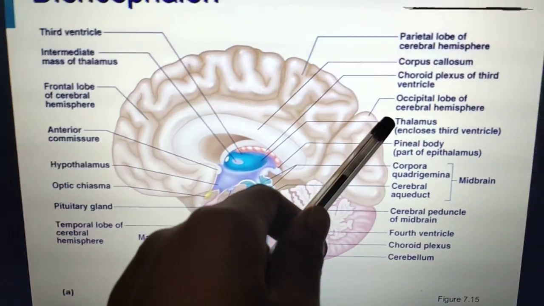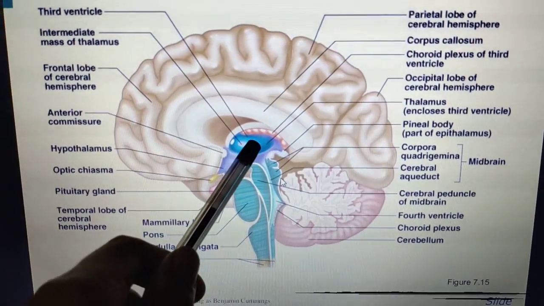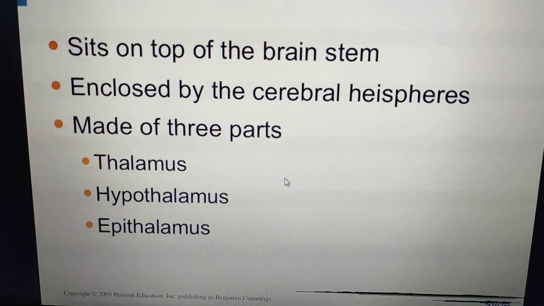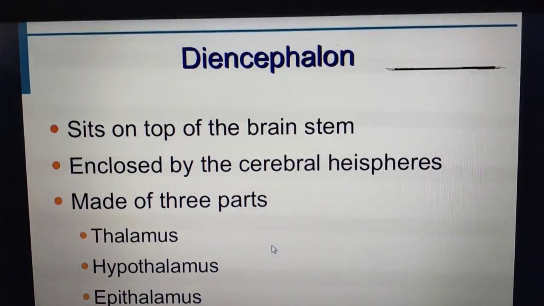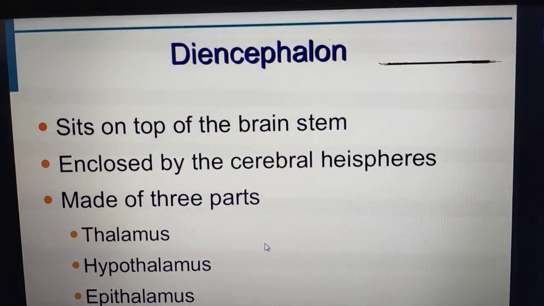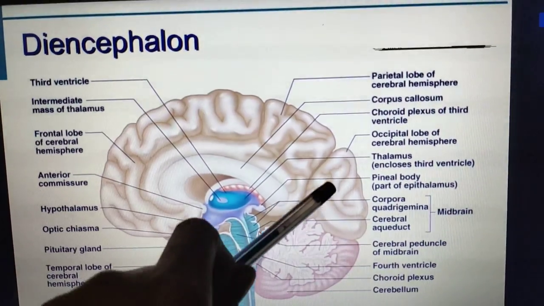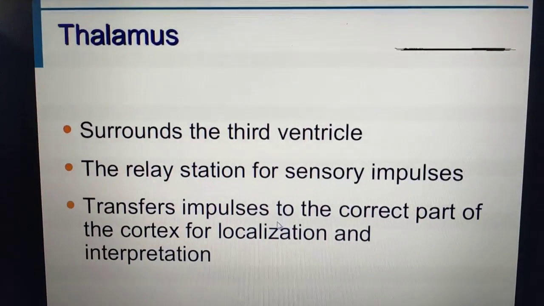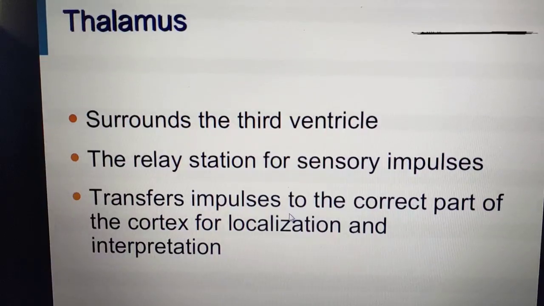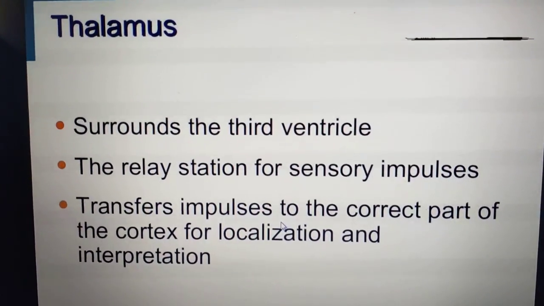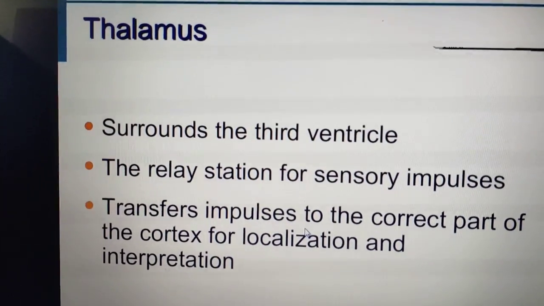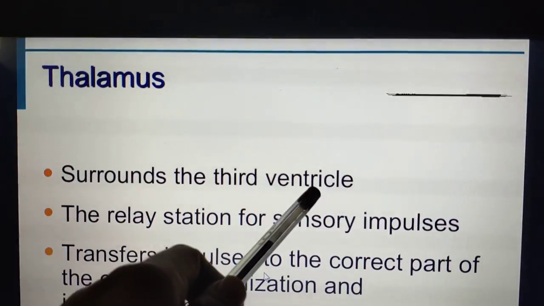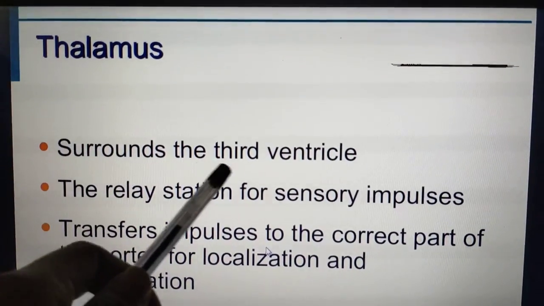That consists of the thalamus, hypothalamus and the epithalamus. Clear, no? Then this is enclosed, covered by the cerebral hemispheres. This part we call the diencephalon. And now we'll see what the thalamus is. The thalamus surrounds the third ventricle. I will show what we mean by third ventricle. The gap, the space within the brain, we call ventricles. So the thalamus surrounds the third ventricle.